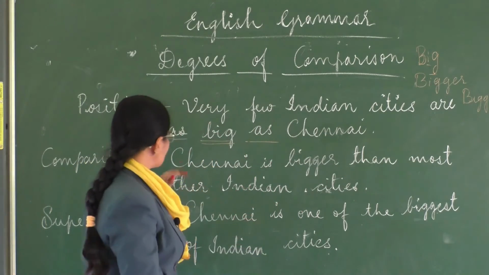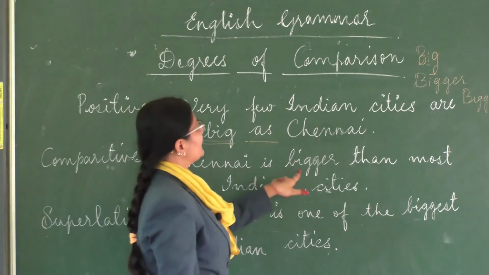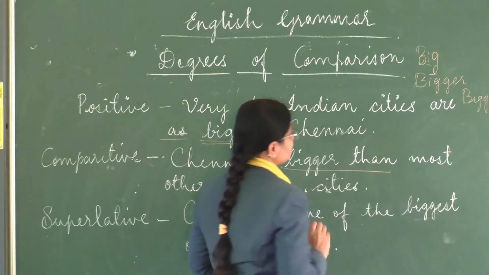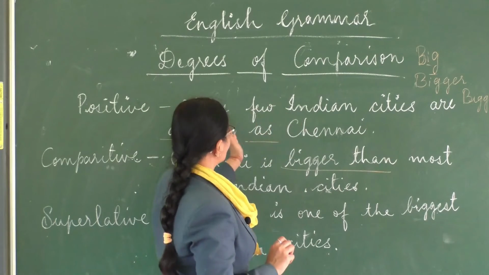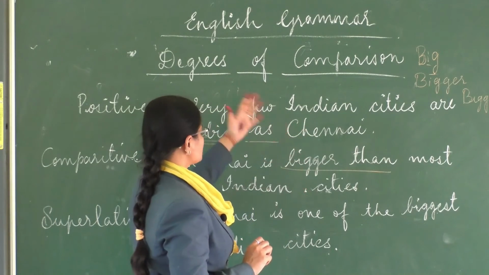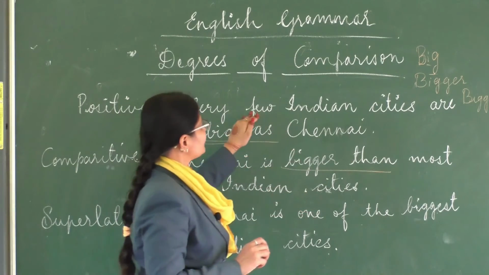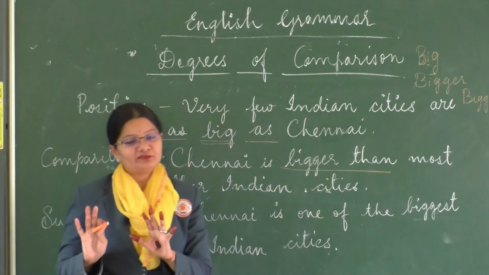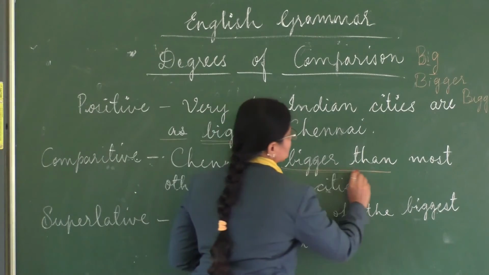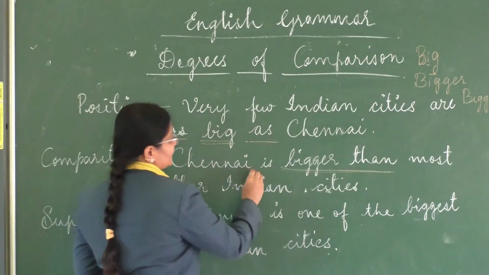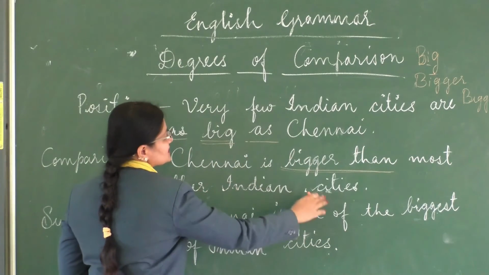That's the rule. So let's see how we can change this. We're talking about Chennai. So Chennai is bigger than, right? Then you come to the sentence here, most other cities. So very few cities and most other Indian cities. We are just going to place the words rightfully. That's all we have to understand. But make sure this rule is followed. So Chennai is bigger than most other Indian cities.